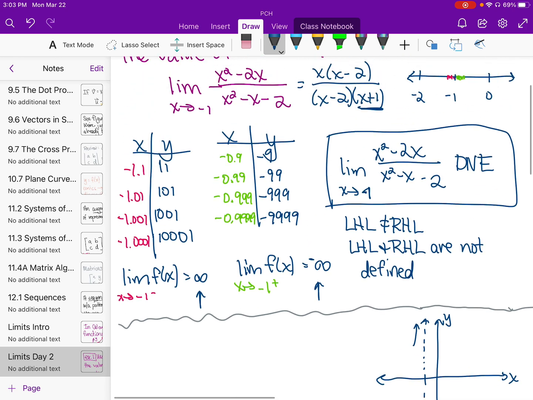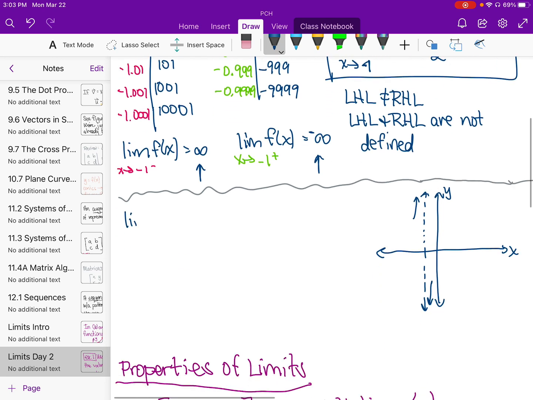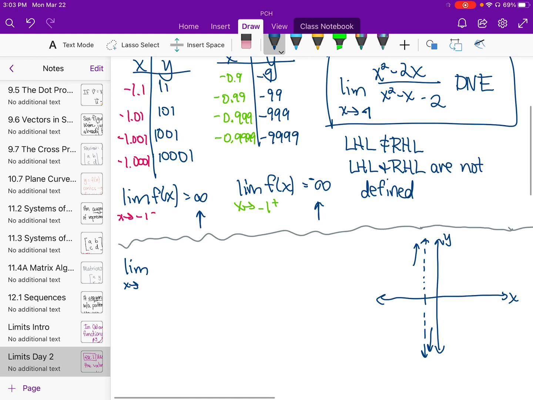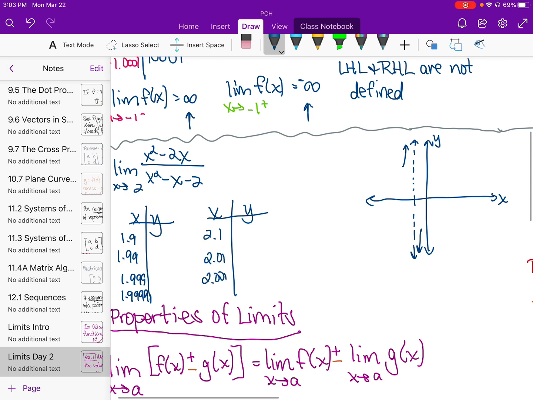So the answer to this question is does not exist. I have the answer boxed, but I want to take this a little bit further. Let's look at what happens when x equals 2. So the limit, I don't remember what the function was. There it is. As x approaches 2. Okay, so we're going to do our t-charts again. We're going to get really close from the left, and we're going to get really close from the right. And I'm going to type those into my calculator.